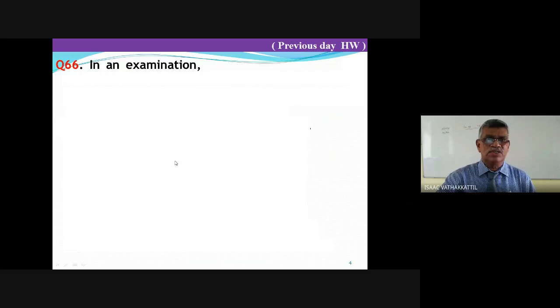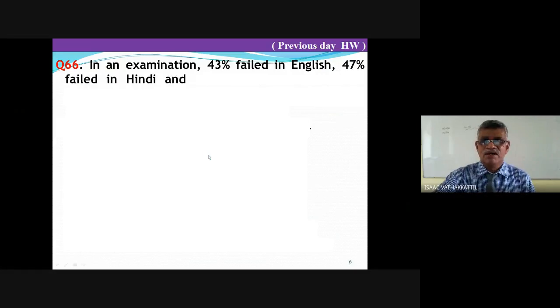Now, the last question was like this: in an examination, 43% failed in English, 47% failed in Hindi, and 22% failed in both. The data is complete here. Now the only question is, how do you understand it?